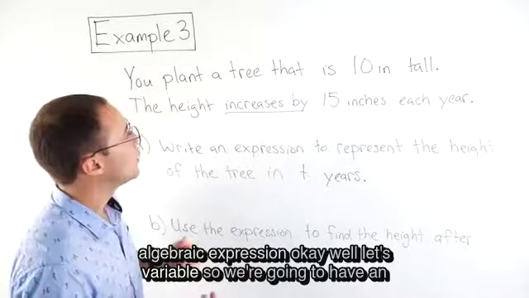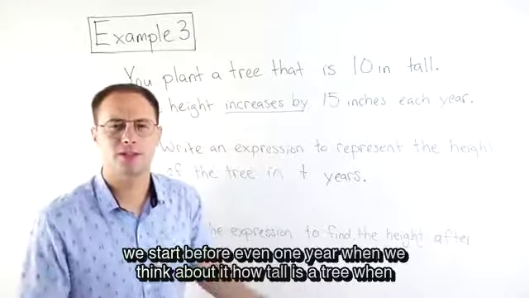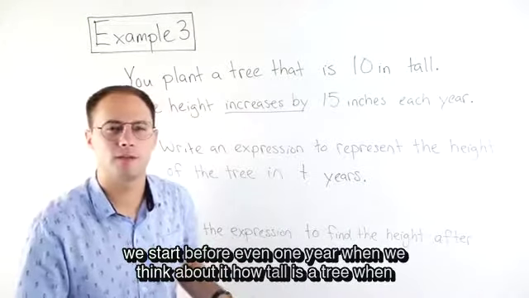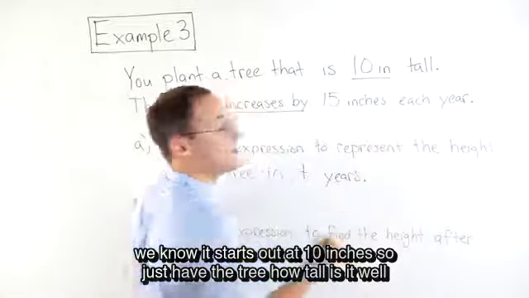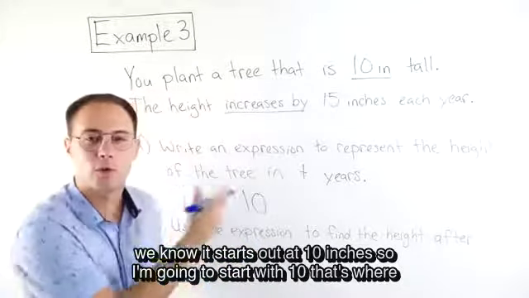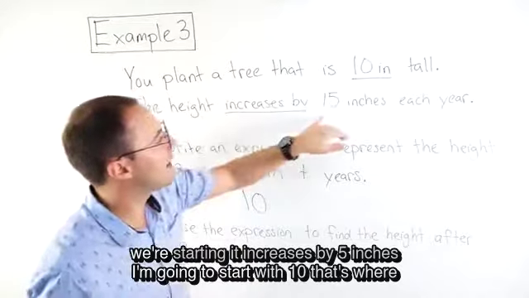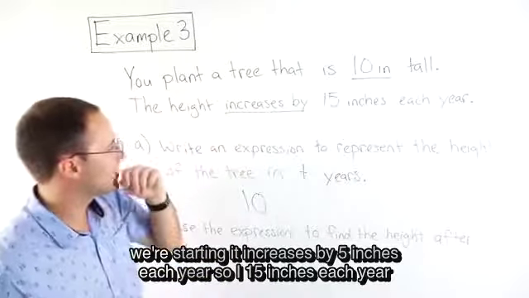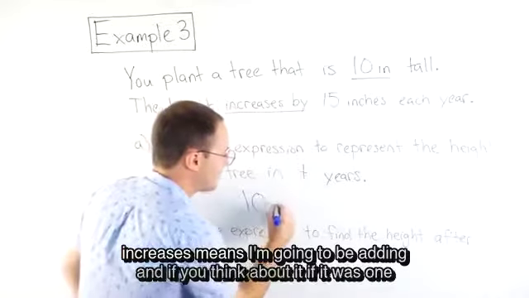Okay. Well, let's think about it. How tall is a tree when we start? Before even 1 year, when we just have the tree, how tall is it? Well, we know it starts out at 10 inches. So I'm going to start with 10. That's where we're starting. It increases by, sorry, 15 inches each year.